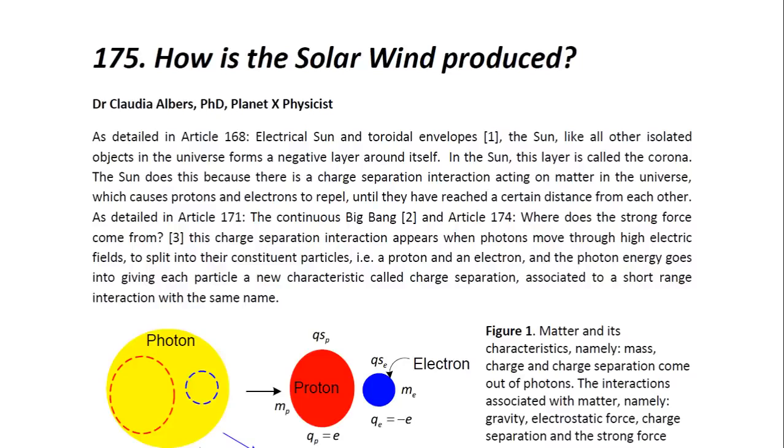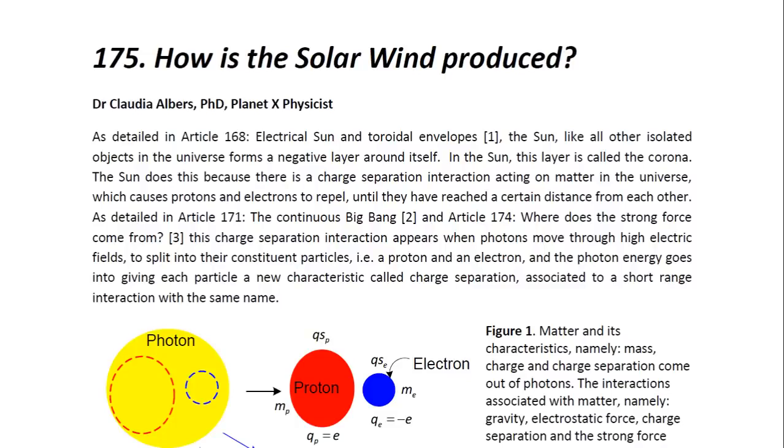Now, as detailed in article 168, entitled Electrical Sun and Toroidal Envelopes, the Sun, like all other isolated objects in the universe, forms a negative layer around itself. In the Sun, this layer is called a corona. The Sun does this because there is a charge separation interaction acting on matter in the universe. And this causes protons and electrons to repel until they have reached a certain distance from each other.